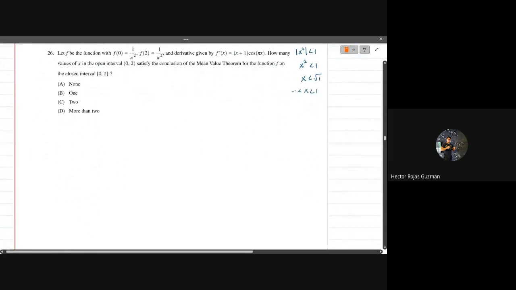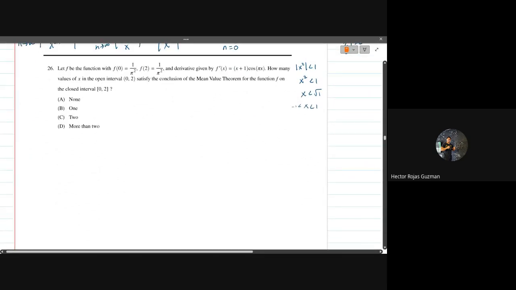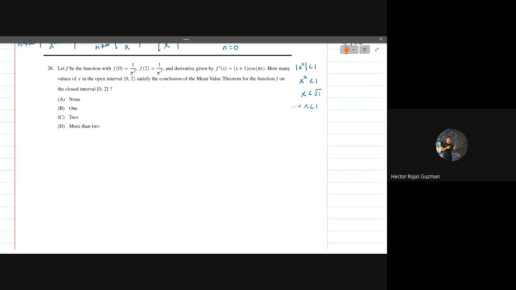Number 26. Okay, we have a function and we have a derivative. How many values satisfy the conclusion of the mean value theorem? Okay, the mean value theorem is talking about slopes, right? It's saying that the average rate of change is going to equal the derivative at some value c within the interval from a to b.